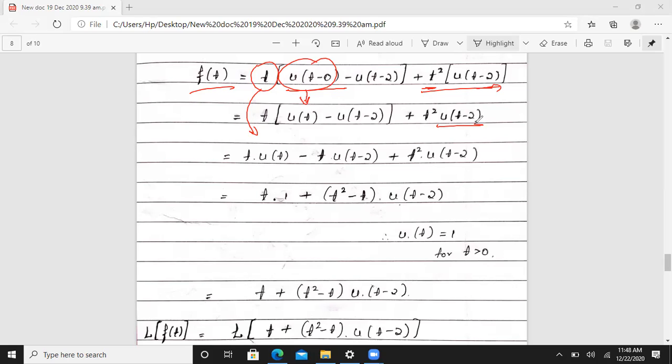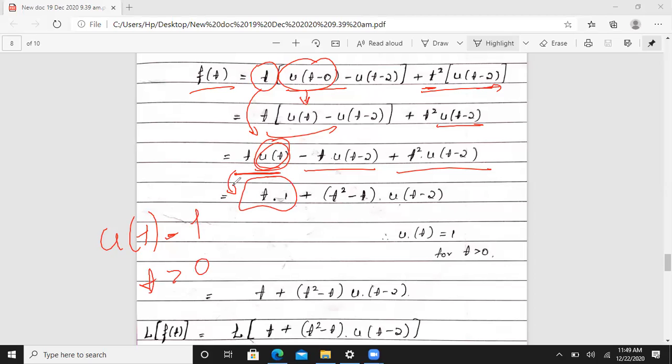Now we multiply this function out. When we simplify, we get t into u(t) minus t into u(t minus 2) plus t square into u(t minus 2), and here we have u(t). This function u(t) we will take as 1, because you know t is greater than 0.